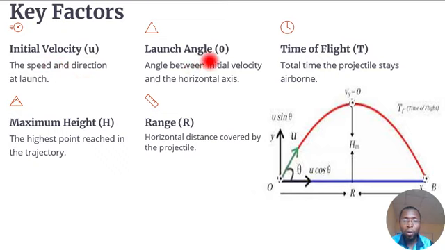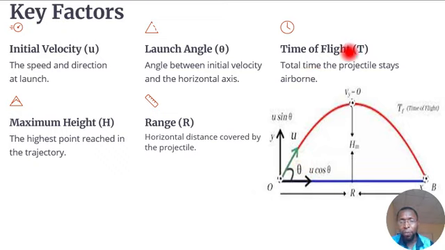We also have the launch angle. The launch angle is the angle between the initial velocity and the horizontal axis. This horizontal axis here, this blue line, and the initial velocity is this curved part here. Now this angle here, this theta here, is known as the launch angle. It's the angle between the initial velocity and the horizontal axis.